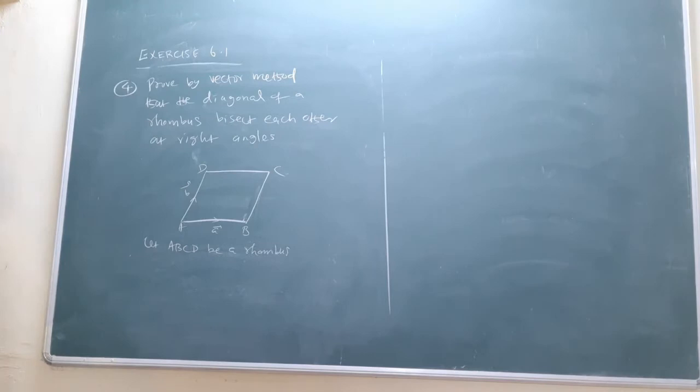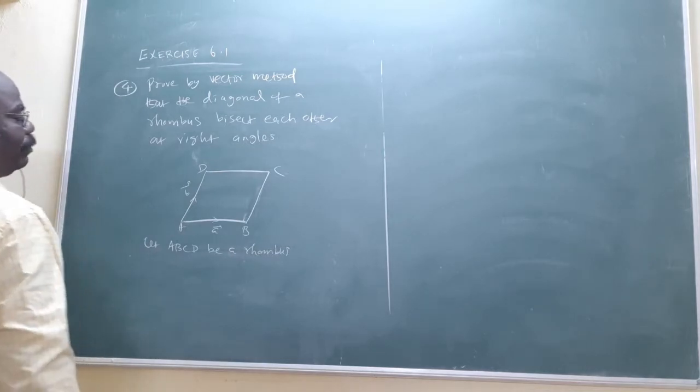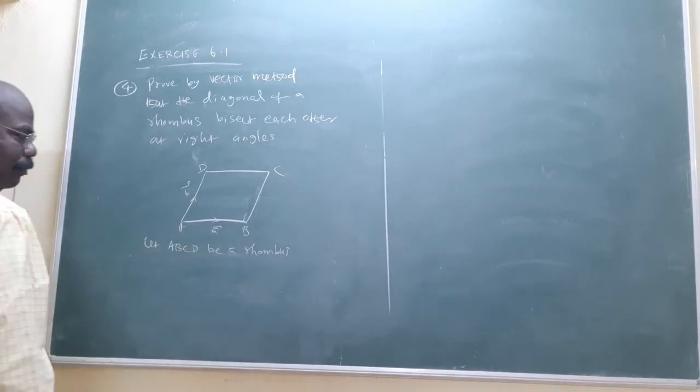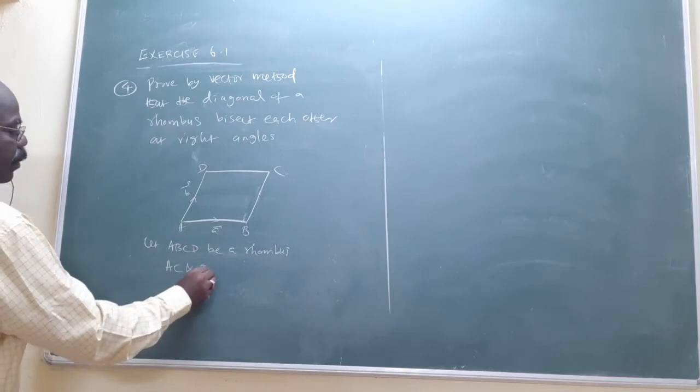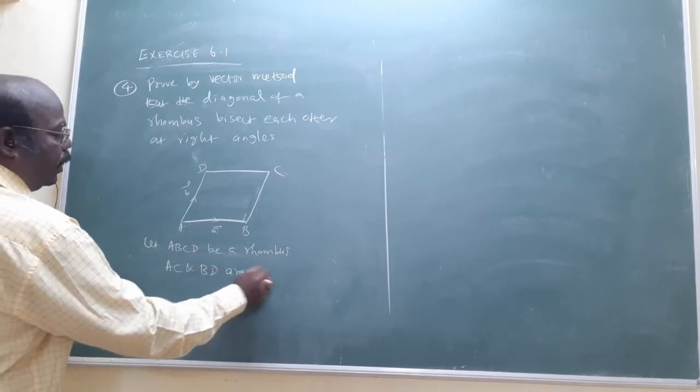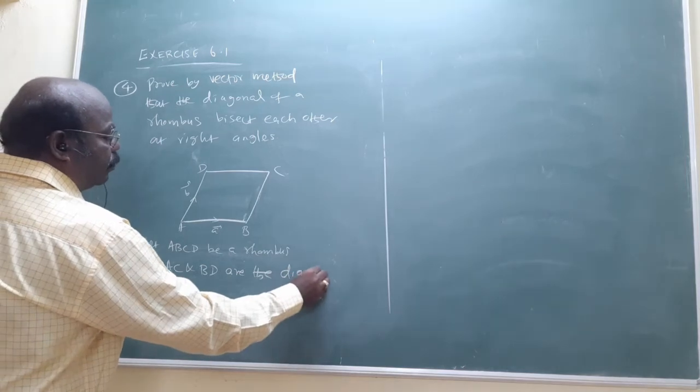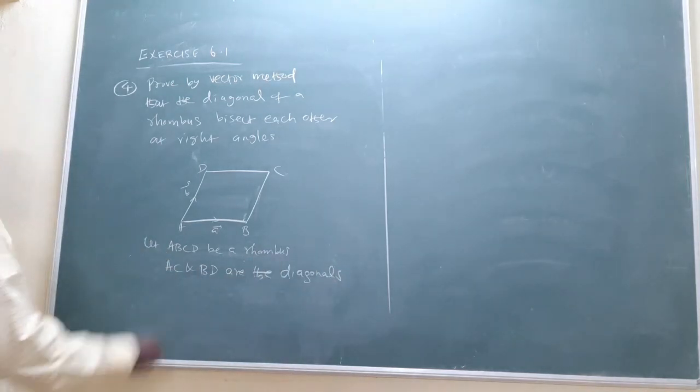Now, fourth question. Prove by vector method that the diagonals of a rhombus bisect each other at right angle. This is a rhombus ABCD. AC and BD are the diagonals. Am I correct?